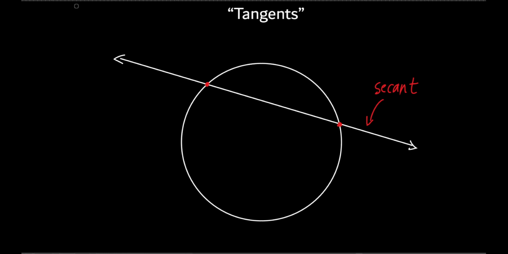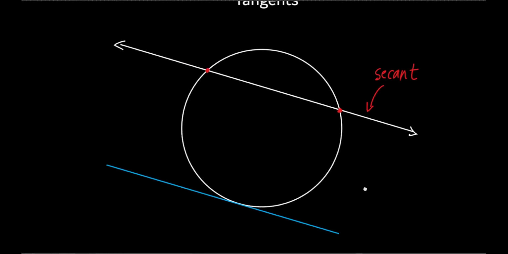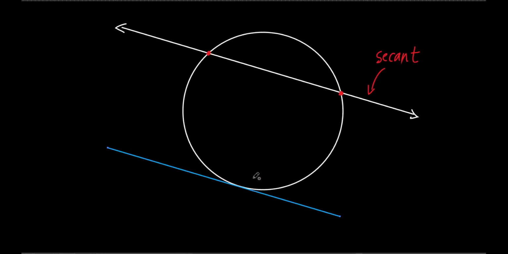I'll change this to a different color. Now check this one out. I'll keep the secant on there just to show you the difference. What if you had a line and it only hits the circle at 1 point? It doesn't go through the center or the interior of the circle. It only hits the circle at 1 point. It just glances off of it. You see that? It only hits the circle at 1 point.